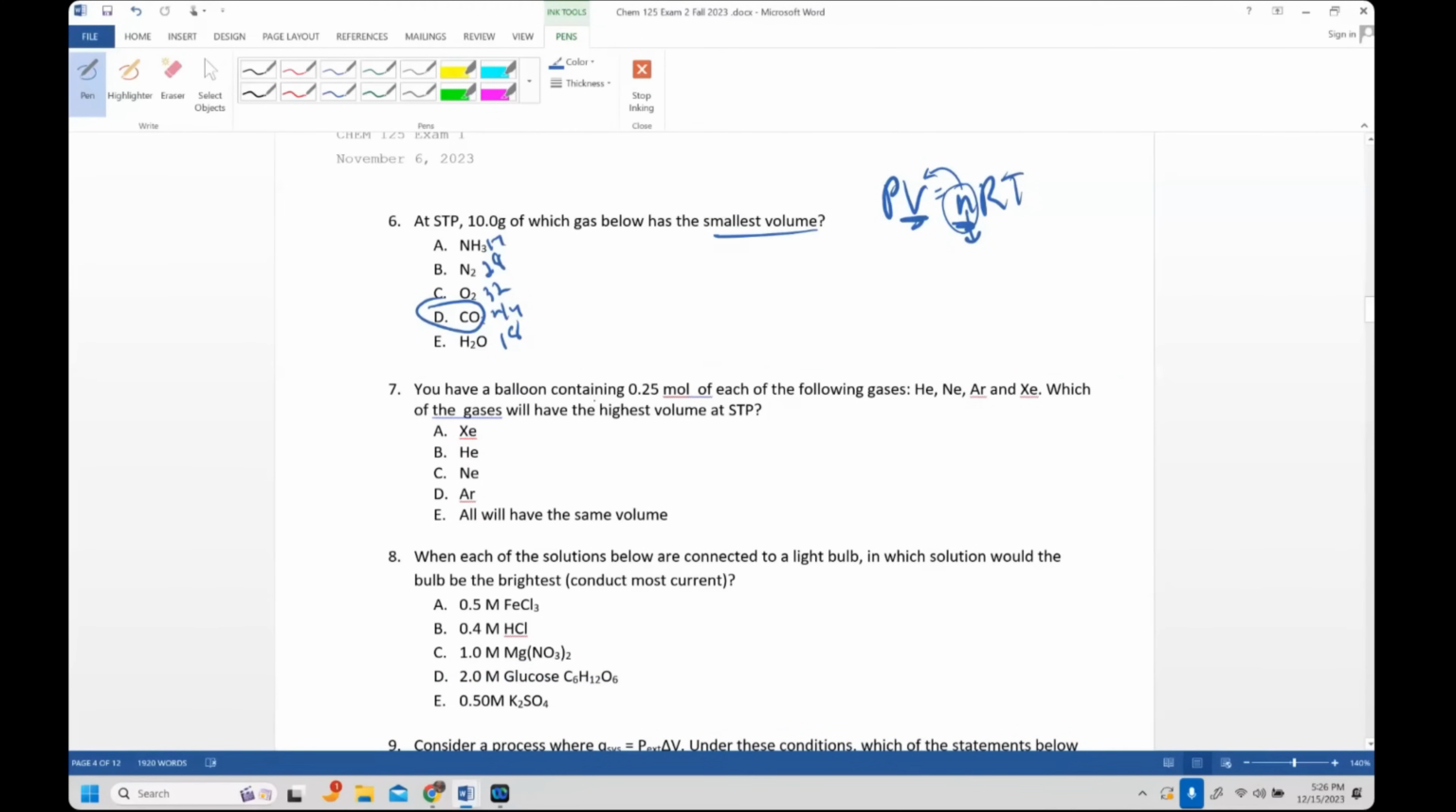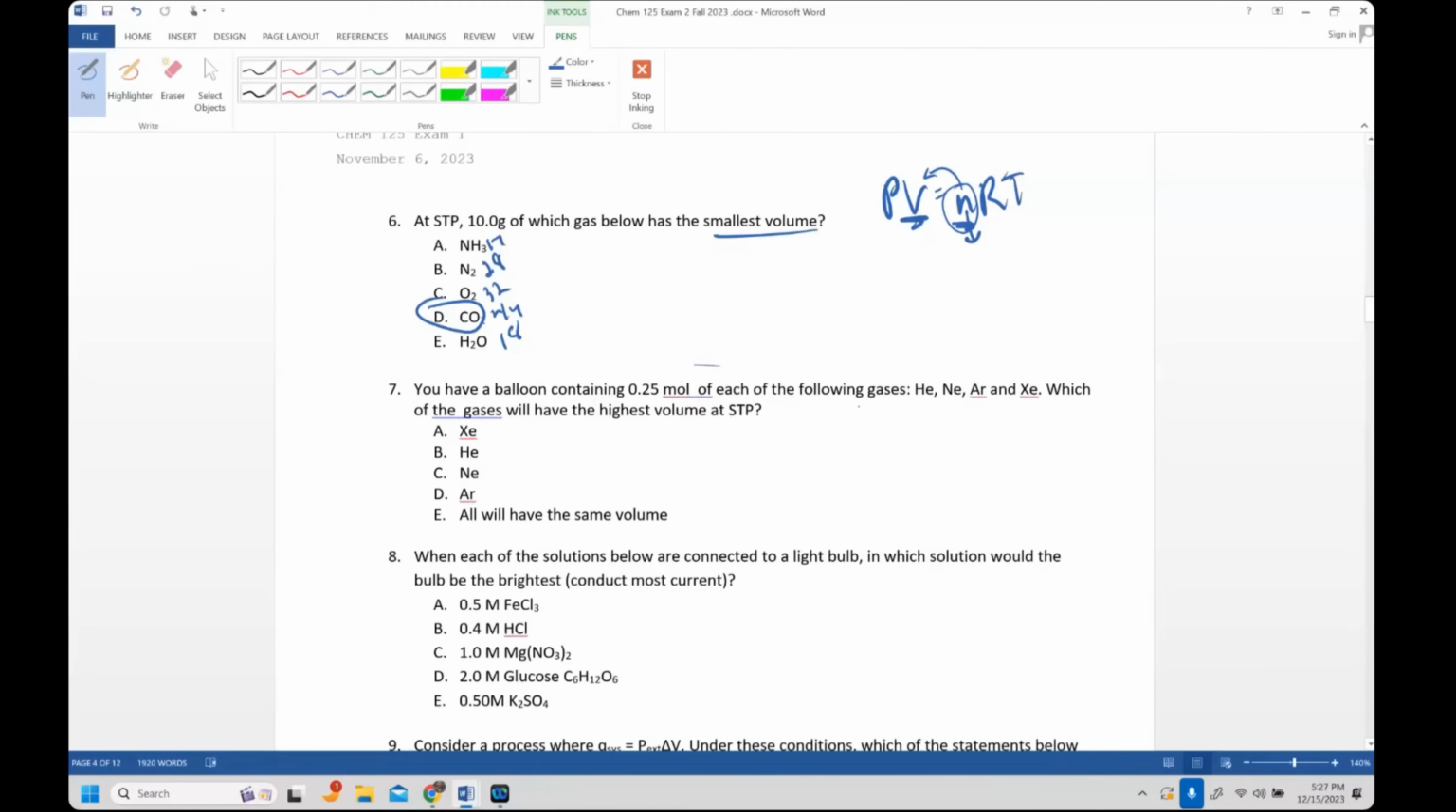Okay. Next, you have a balloon containing 0.25 moles of each of the following gases. Which of the gases will have the highest volume at STP? It's the same type of question, but we are fixing the amount of moles. So 0.25 moles of each one. Which one will have the highest volume?